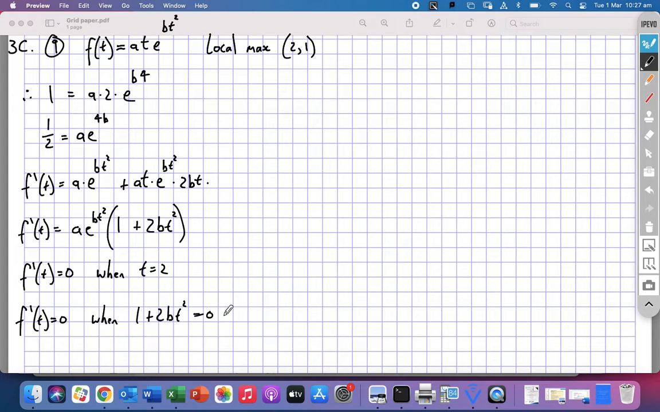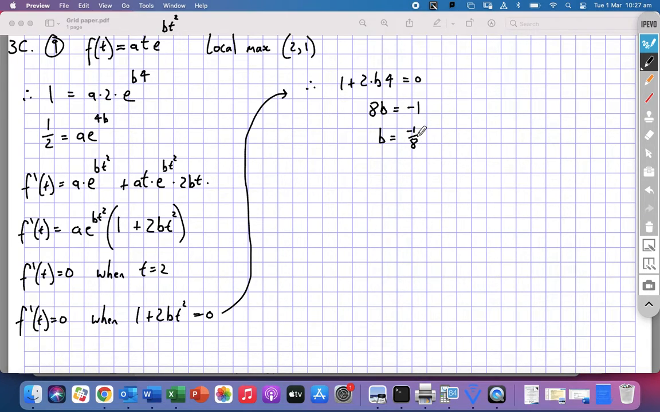So then we could say, we'll go up here, I think. Therefore, 1 plus 2 times b times t squared, I'm going to put the t in, is 4, equals 0. Let's subtract 1 from both sides, and let's do the 2 times 4. So 8b will have to equal minus 1, and b will have to equal minus 1 divided by 8, or minus 1/8.